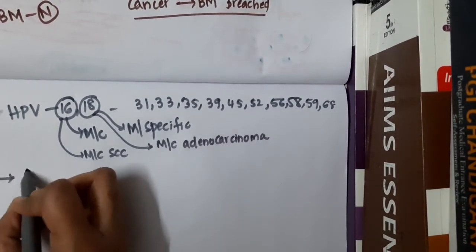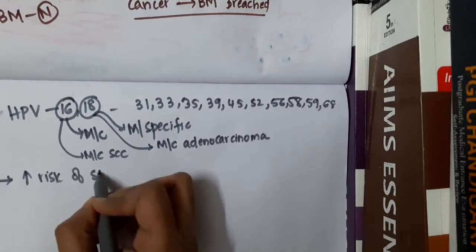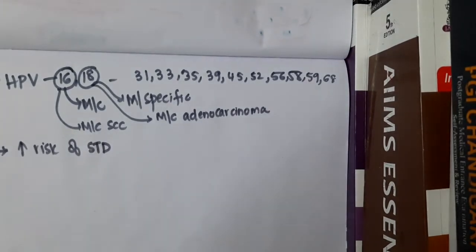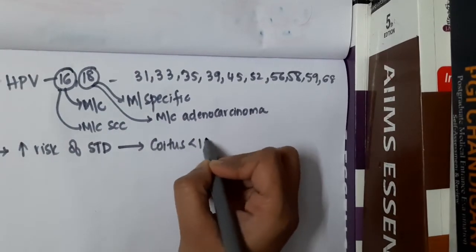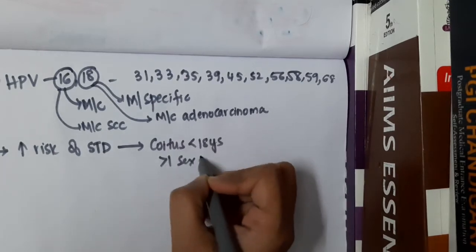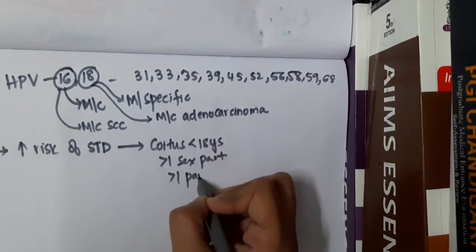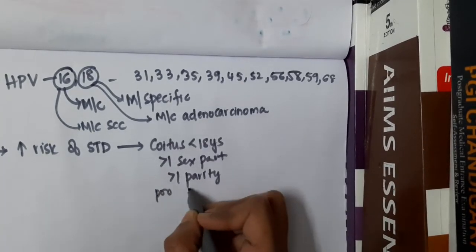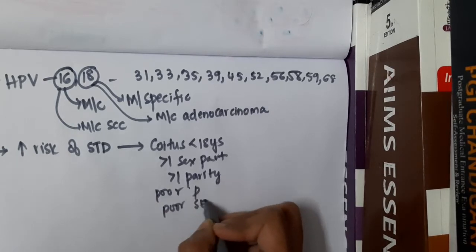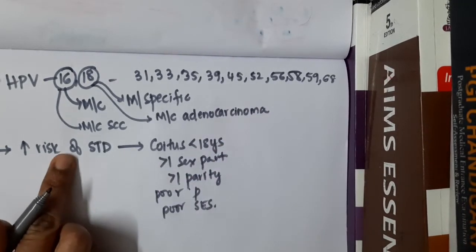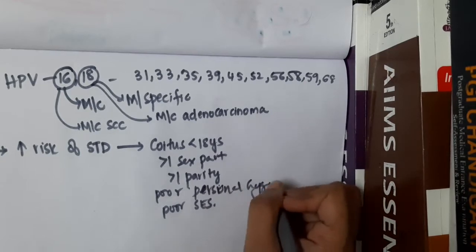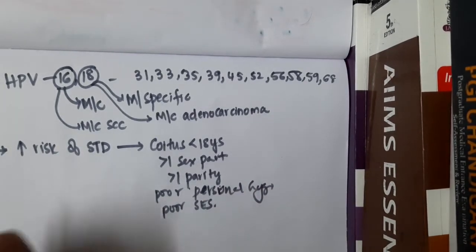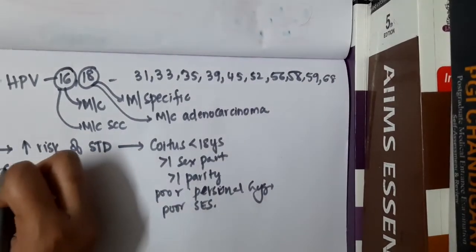Then if there is increased risk of sexually transmitted diseases, obviously there is increased risk of development of carcinoma cervix. So if there is sexual relationship or coitus before the age of 18 years, multiple sex partners, multiparity, poor personal hygiene and poor socioeconomic status, all these will increase the risk of sexually transmitted diseases, thus will increase the risk of HPV infection, carcinoma cervix and cervical intraepithelial neoplasia.